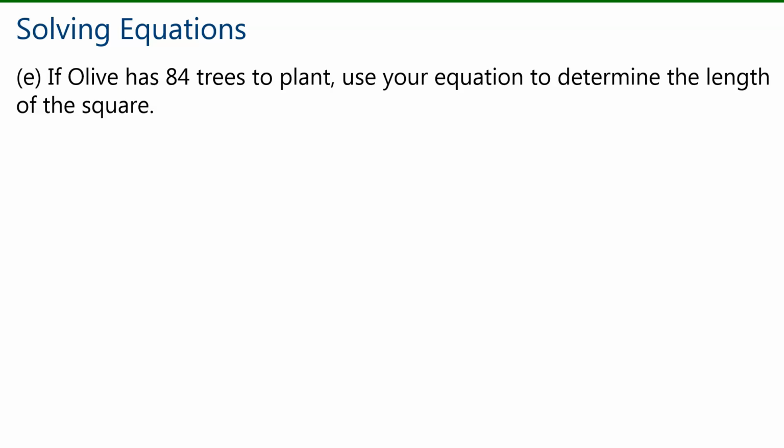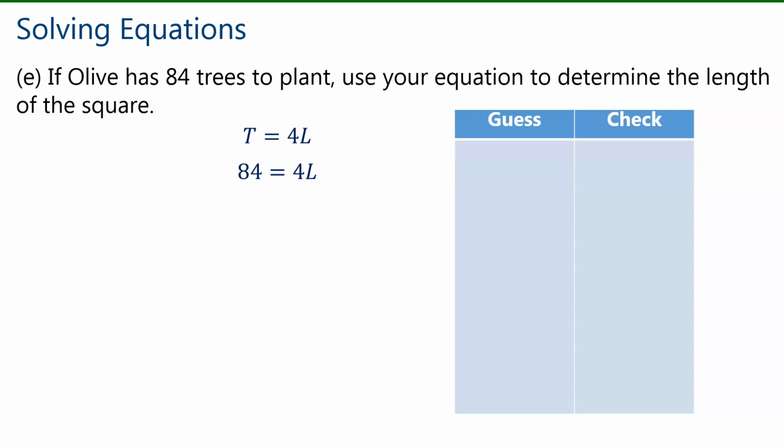Now for part E, it says Olive has 84 trees to plant. Use your equation to determine the length of the square. So a similar setup to last time. T equals 4L. We replace our T with 84. Now drawing out 84 tiles would be a little bit tedious here. So instead, let's use guess and check.